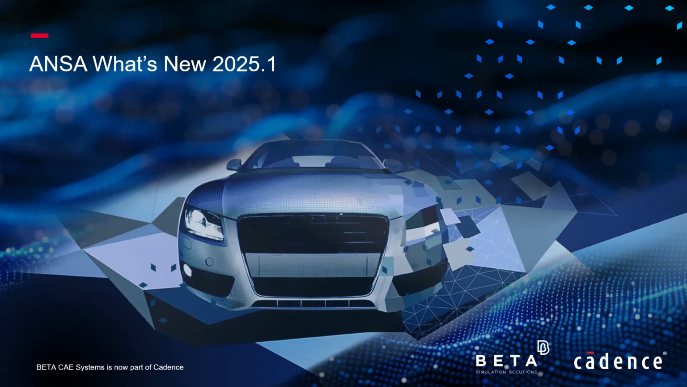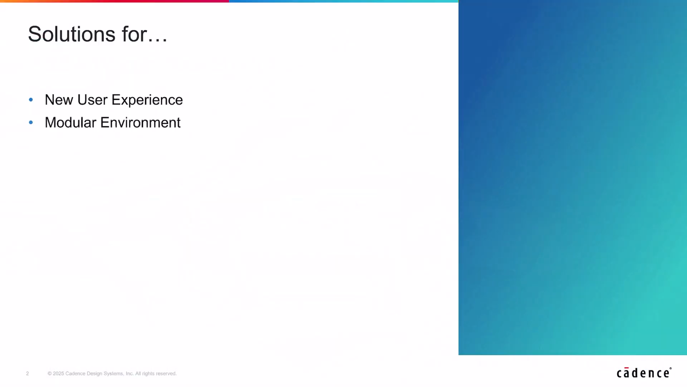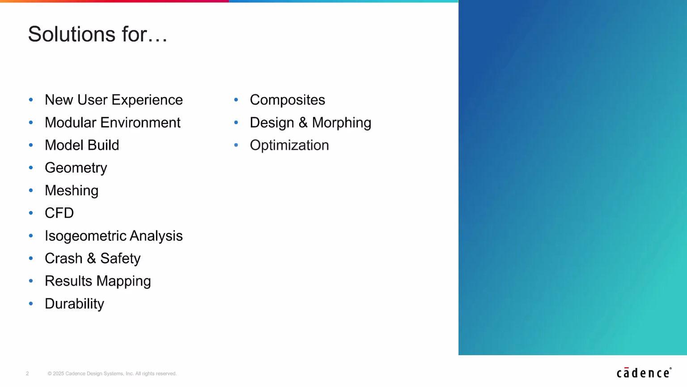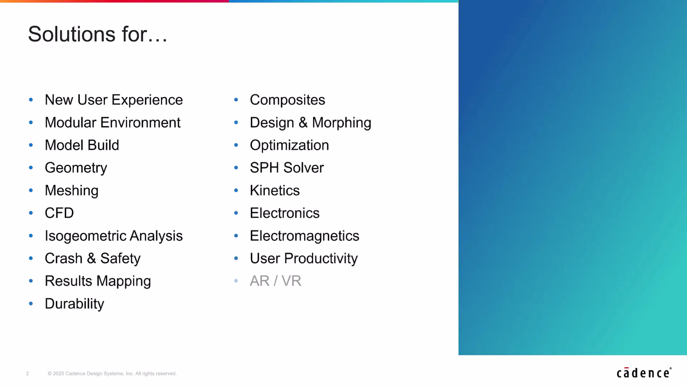Welcome, everyone. Today, we'll explore the exciting new features and major advancements introduced in the latest release of ANSA 2025.1. This release brings a host of enhancements across multiple domains, including the new user experience, modular environment, model build, geometry, meshing, CFD, isogeometric analysis, crash and safety, results mapping, durability, composites, design and morphing, optimization, SPH solver, kinetics, electronics, electromagnetics, user productivity, AR and VR.